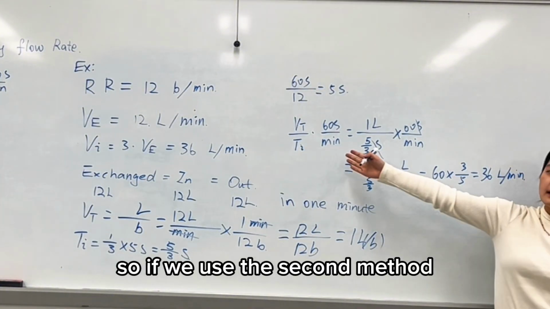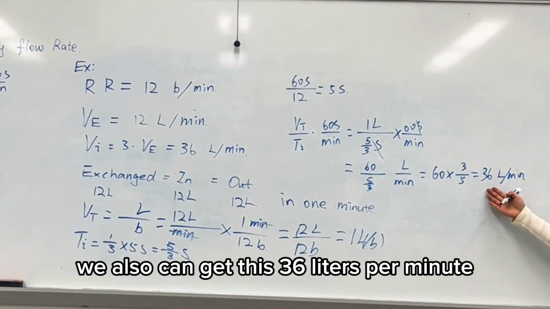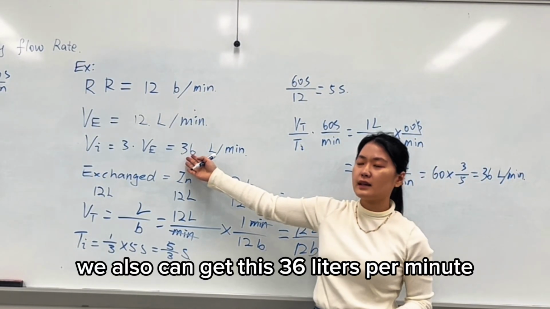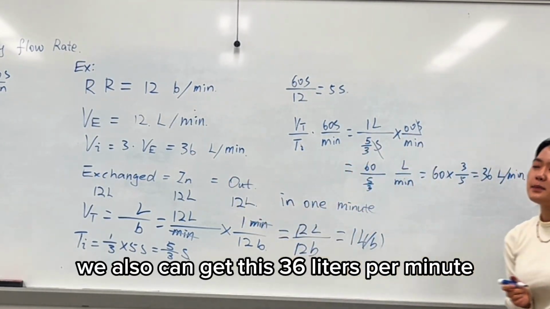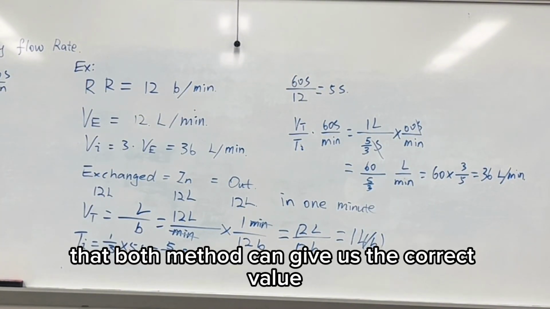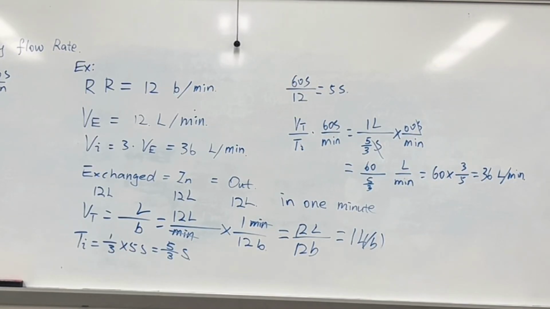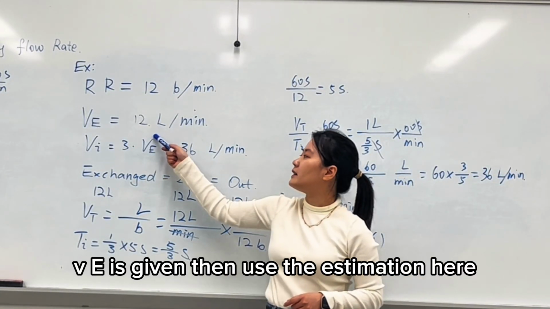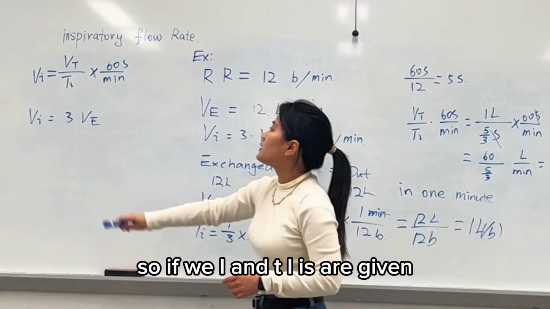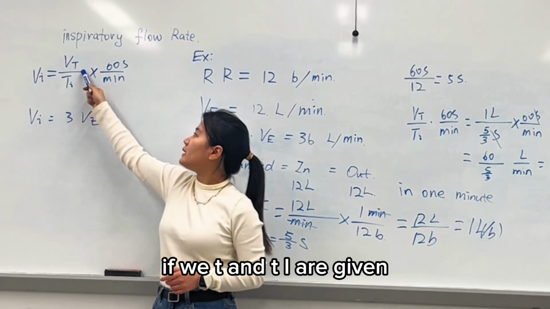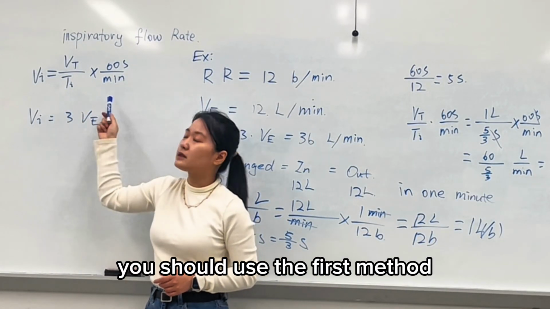So if we use the first method, we get 36 liters per minute. If we use the estimation, we also get 36 liters per minute. Now we can verify that both methods give us the correct value. In some cases, if only VE is given, then use the estimation. If VT and TI are given, you should use the first method.